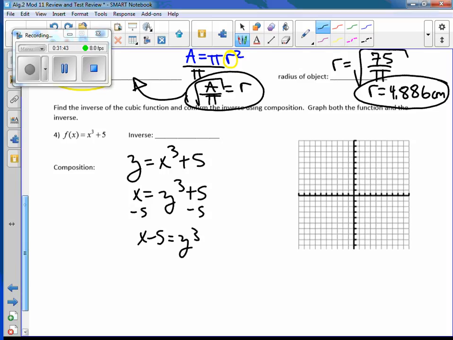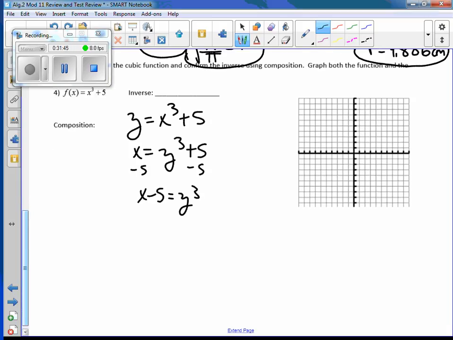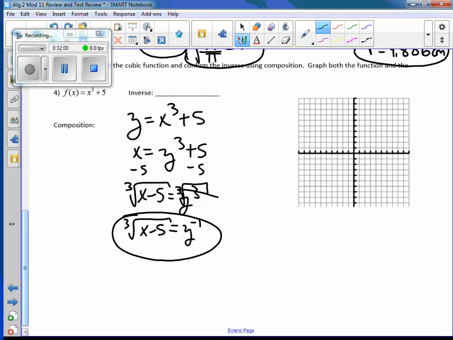And then again, how do you get rid of this y to the power of 3? Remember, it's not necessarily the square root, it's the cube root that's going to do that. So the cube root is going to take care of that power of 3. So that's y, the inverse, equals the cube root of x minus 5. And so there's your inverse.